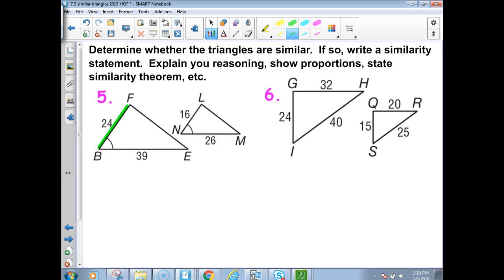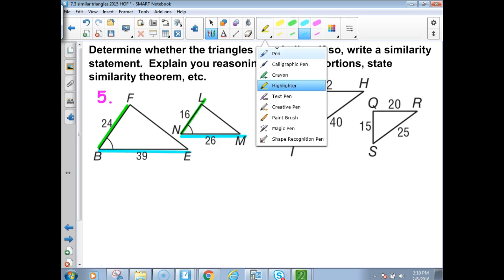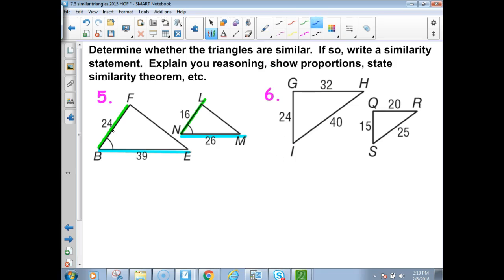So I'm going to do 24 over 16. You don't have to highlight these unless you feel it is helping you. 39 over 26. I mean, if you get it, just do it. My pen is stuck. One moment. All right, so I'm going to compare 24 to 16 and see if it is the same ratio as 39 to 26.